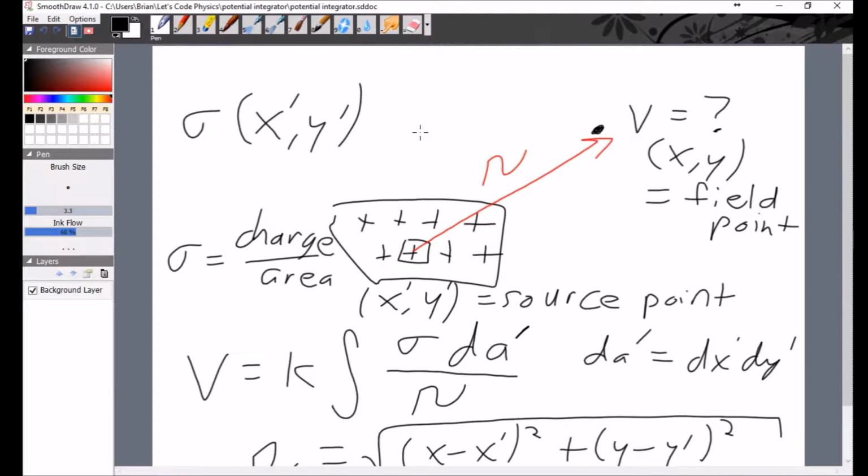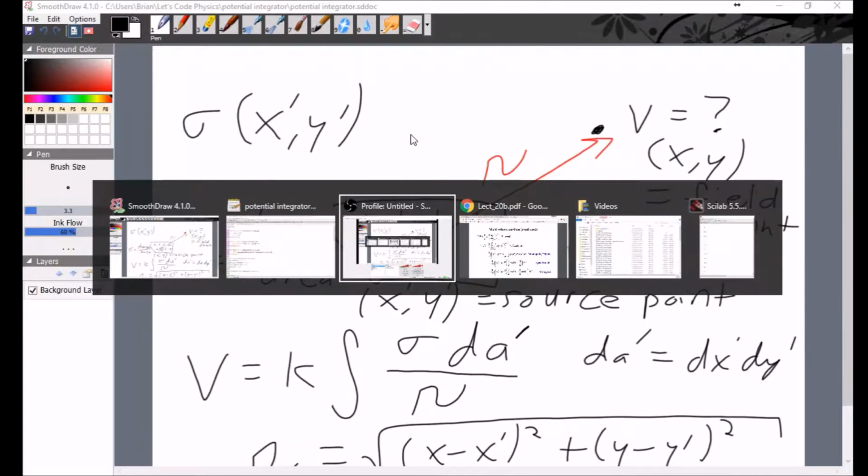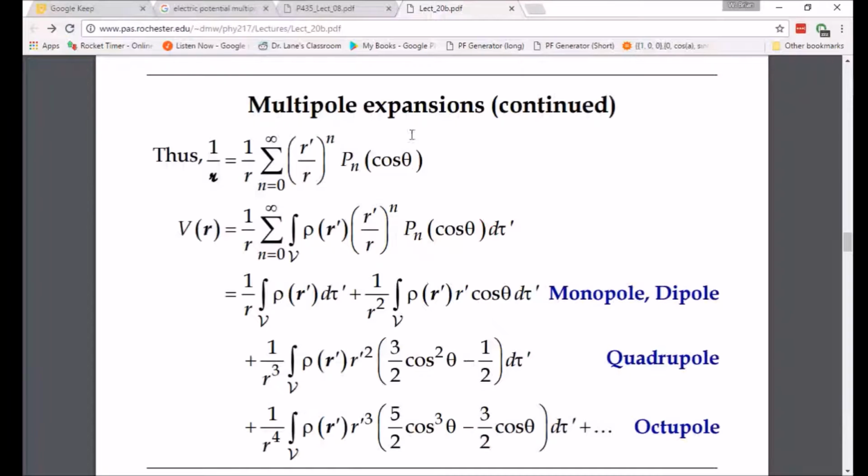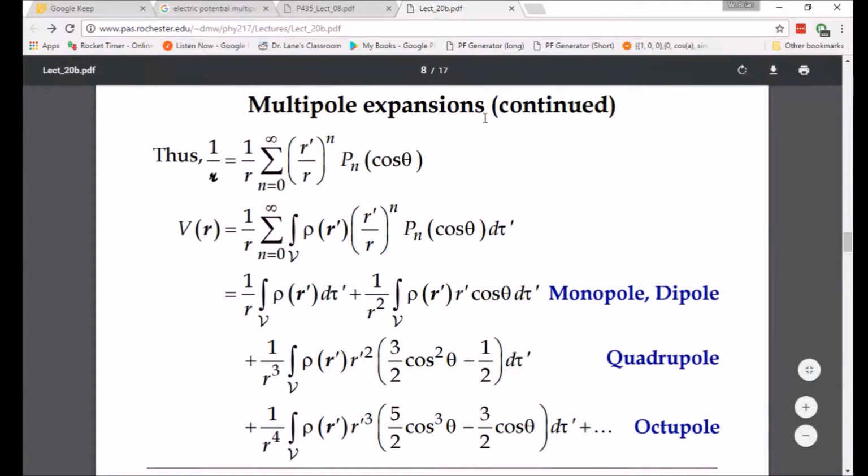There is another way to approach this problem that doesn't involve all the computational stuff, and that's what's called the multipole expansion. I am borrowing this slide from Professor Watson of the Rochester Physics Department. Thank you, Professor Watson, for making your notes available online so that I don't have to type up all this stuff.